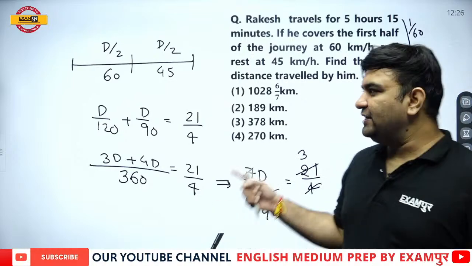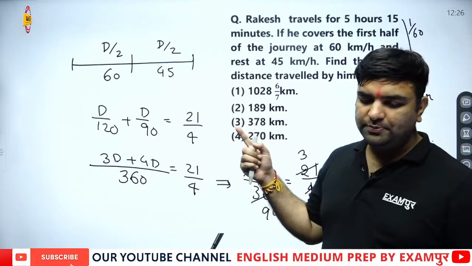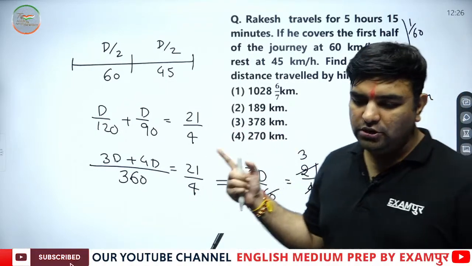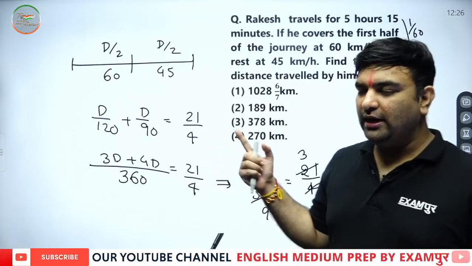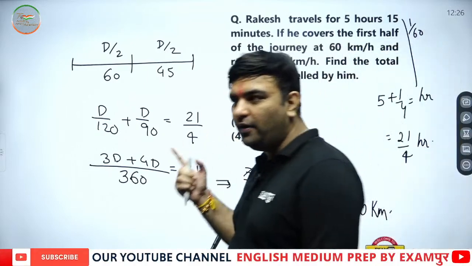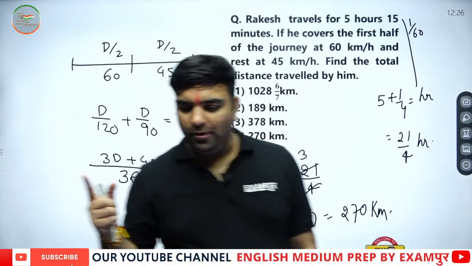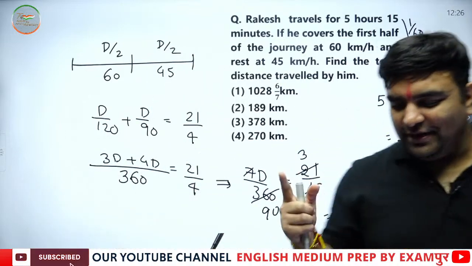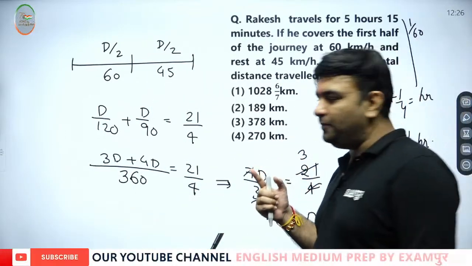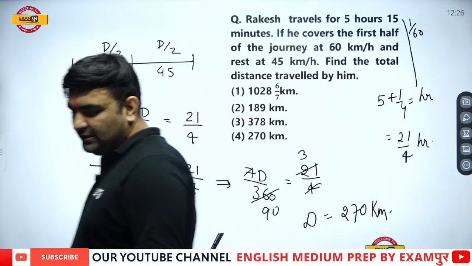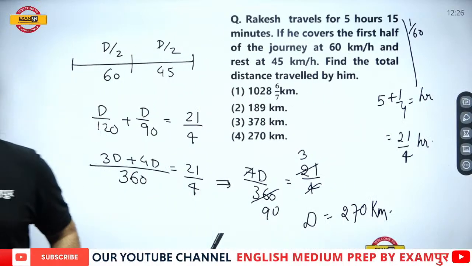D by 2 with the speed of 60, D by 2 with the speed of 45: D by 120, D by 90. Total time is given as 21 by 4 hour. So 7D by 360 is equal to 21 by 4. So D is 270.